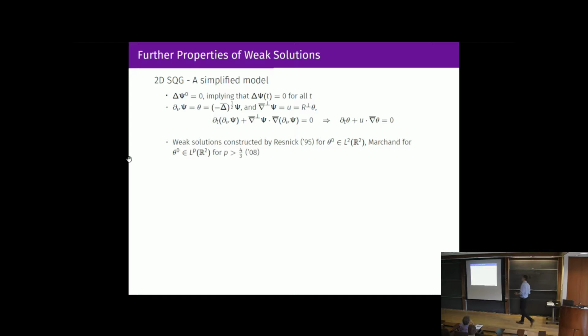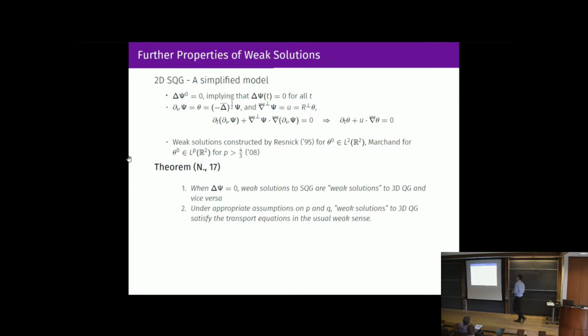All right, so a natural question is, given these weak solutions that people constructed for 2D SQG, how do they connect to the notion of weak solution that I'm going to use for the full 3D model? And the answer is that they correspond quite nicely. In the case when the stream function is harmonic, the weak solutions constructed for SQG are weak solutions in the sense that I'm going to use for the 3D model and vice versa. And if I have enough integrability on the vorticity and the Neumann derivative, then the weak solutions that I will build for 3D QG are going to satisfy the transport equation in the usual sense. All right, so global weak solutions, and properties of those weak solutions.